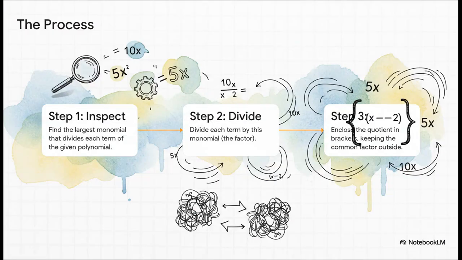So here's the play-by-play in 3 steps. Step 1, we just look at it and find our biggest common piece, which we decided was 5x. Step 2, we divide each of the original terms by it. So 5x squared divided by 5x, that leaves us with just x. And negative 10x divided by 5x, that leaves us with negative 2. Step 3, you take that common factor, the 5x, stick it outside some brackets, and put whatever's left over on the inside. And just like that, boom, you get 5x times (x minus 2).